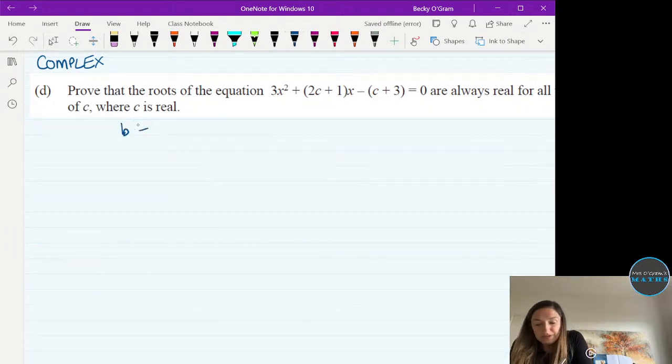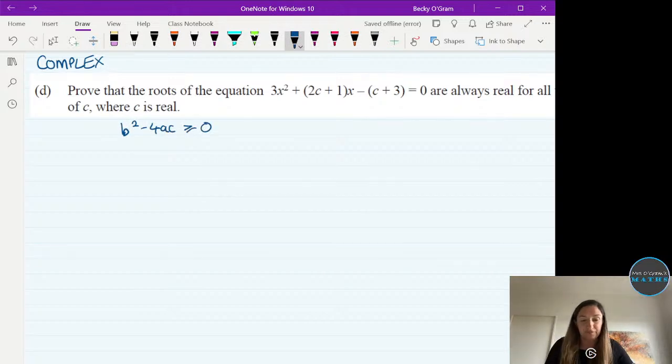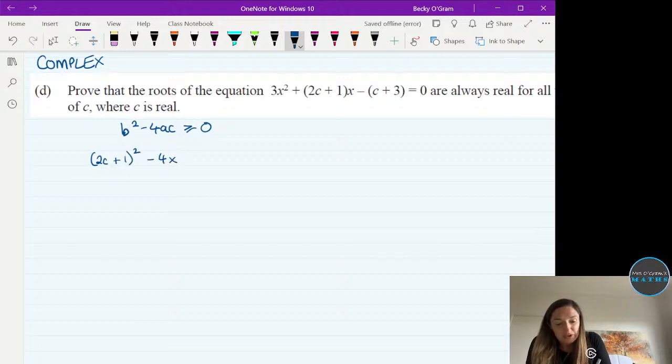So we want b squared minus 4ac to be greater than or equal to 0. Now in this case, b squared will be the 2c plus 1 part, minus 4 times a, which is 3, and the c is negative c plus 3. And we want that to be greater than or equal to 0.